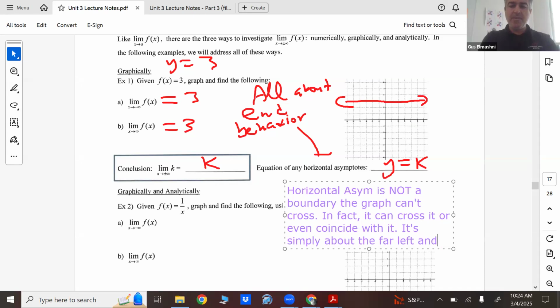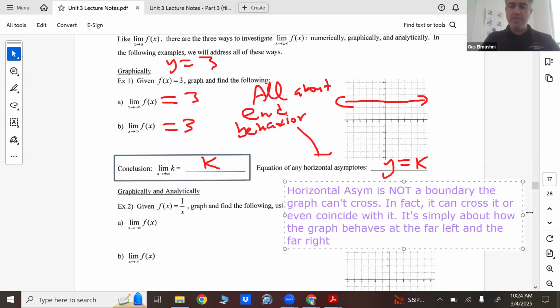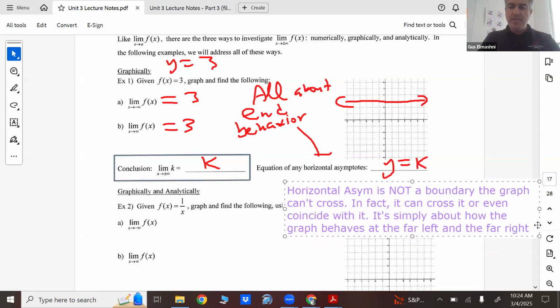Far left, the far right. Yeah, so you could totally cross horizontal asymptotes or coincide with them. It's just about what value it approaches. If it's piecewise, you can. You could put a dot there. If it's piecewise, you could do that. But as a general rational function, no, you don't, right? Because of its continuity clearly.